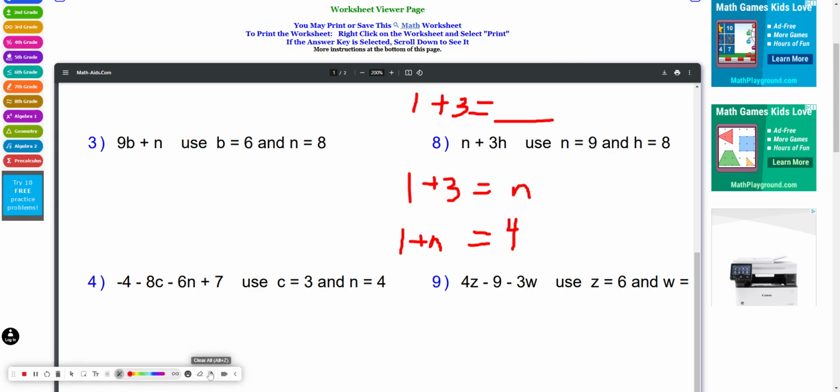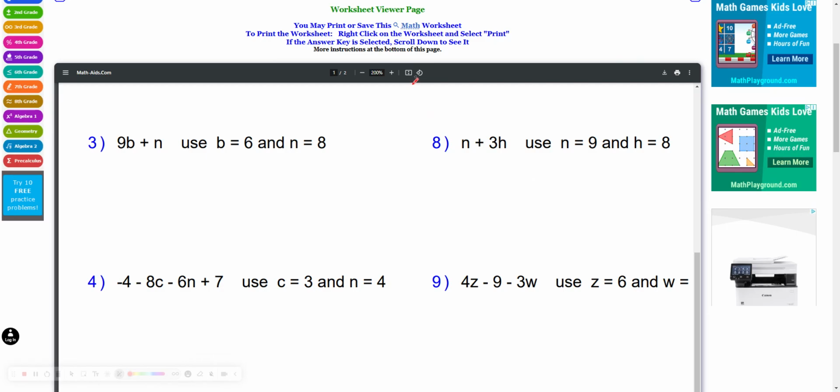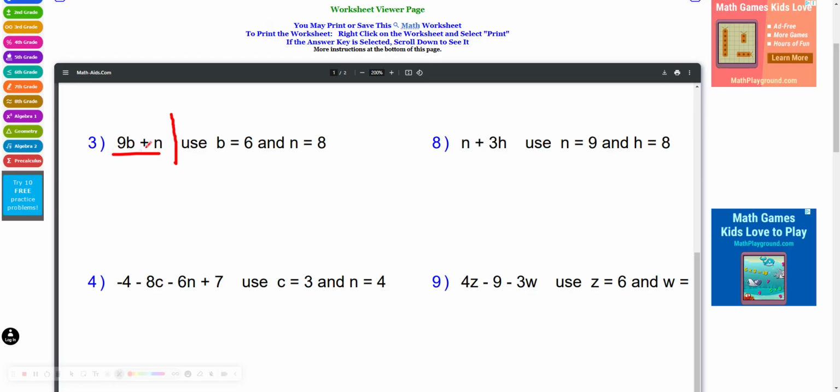Anyhow, what the heck are we doing here? Well, we are going to be simplifying expressions. Here's an expression. Remember that an expression is really numbers and operations without an equal sign. There's no equal sign here. It's just numbers, variables, and an operation. As soon as we have an equal sign, it's not an expression, it's an equation.